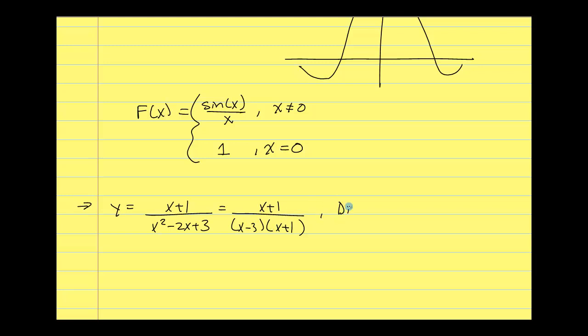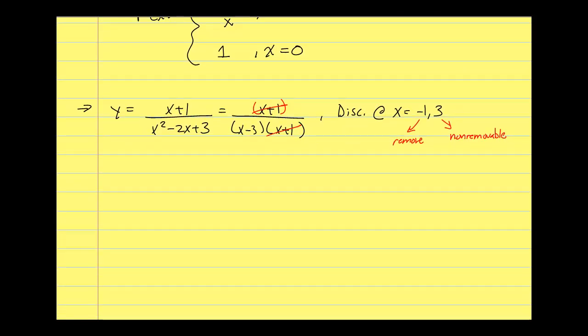So I have discontinuities at x equals negative 1 and x equals 3. So at x equals negative 1 and x equals 3, I have discontinuities. And then I notice, x plus 1 will cancel. So that basically means I was able to remove that discontinuity, but I'm still left with this problem in the denominator. So this is called a non-removable discontinuity. And all these characteristics of graphs that we're working with will kind of help us a lot when we get to a later section called curve sketching. Let's look at another graph.